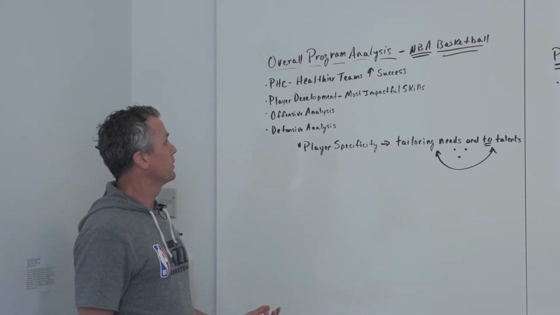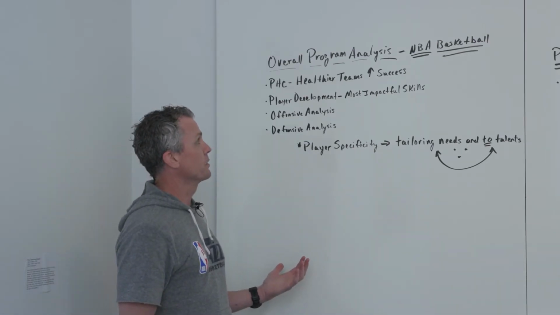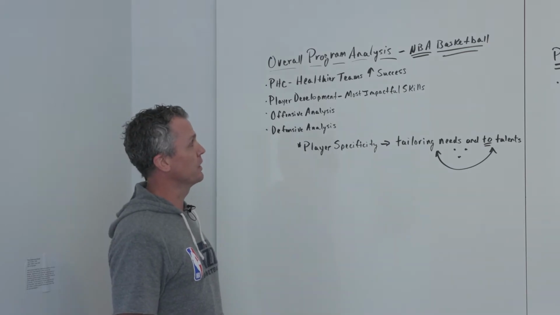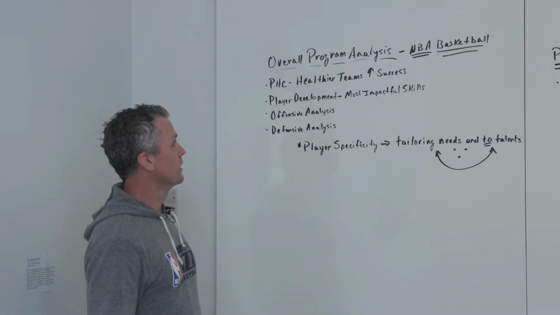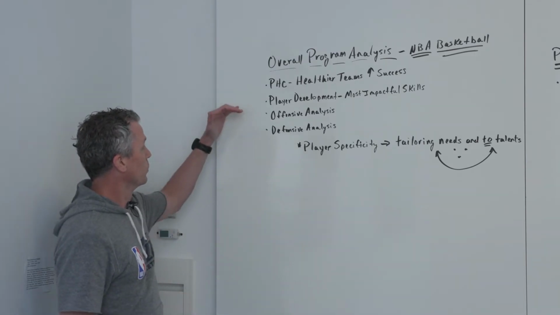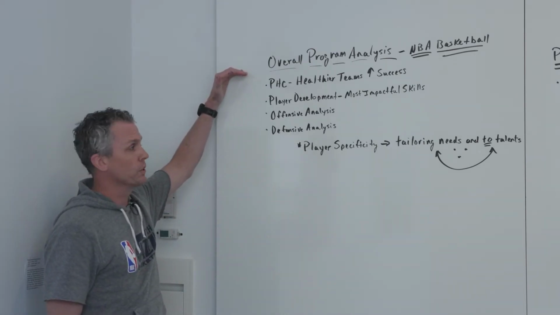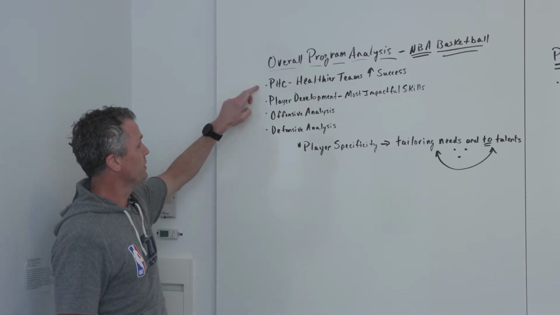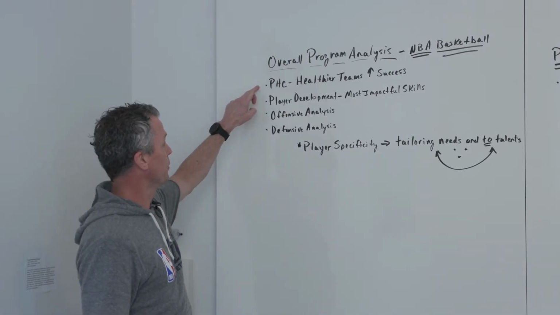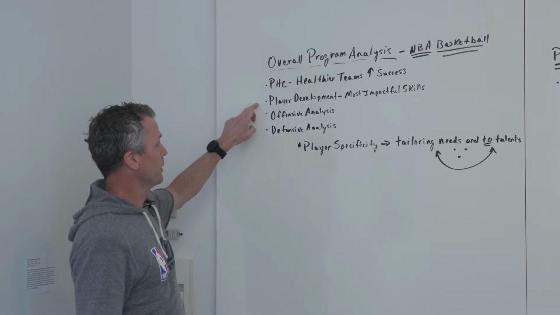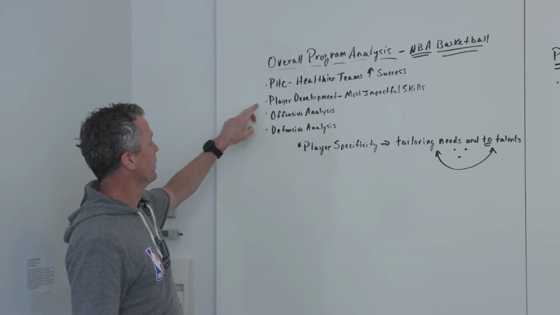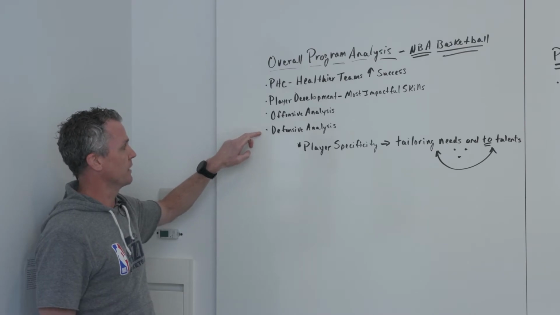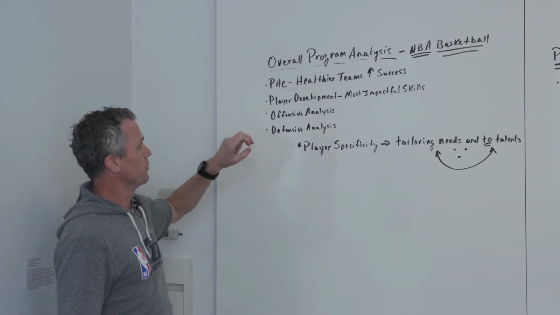Today we're going to talk about the overall program analysis for NBA basketball, National Basketball Association in the United States. Generally, for you coaches, we're going to go over 4 main points: the performance healthcare aspect of the program, the player development aspect of the program, and before that we'll talk about the offensive and defensive analysis for this program.